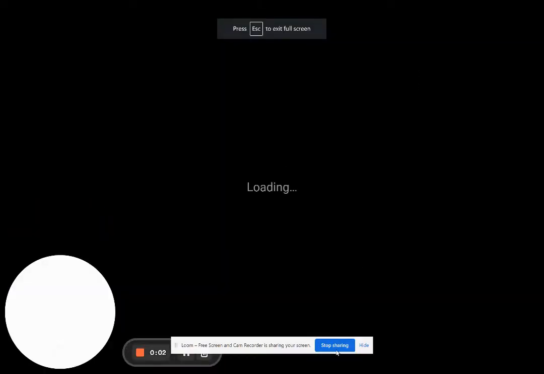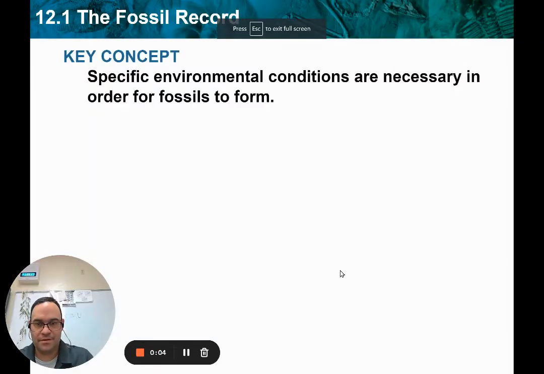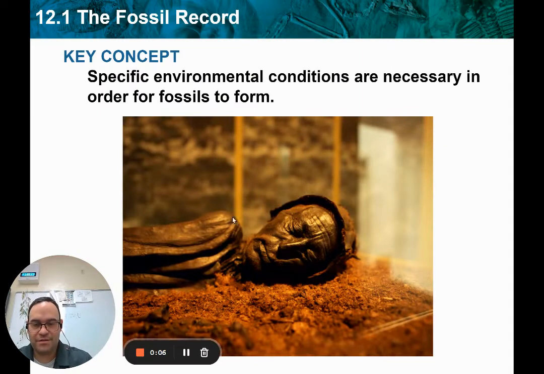All right, chapter 12, section 1. What you see here is actually something called peat man. This individual died around 350 BCE, and he died in something called peat moss. Peat moss is an organism, it's a pretty simple organism. It's used as a fuel source, it's a good carbon sink.